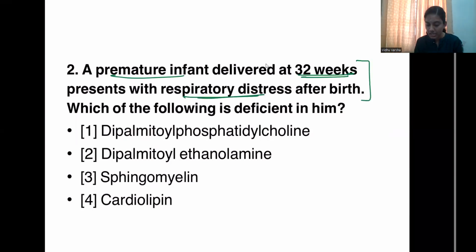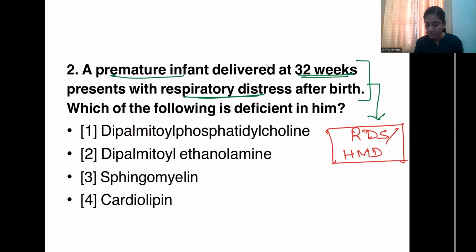Here, a premature infant at 32 weeks having respiratory distress. What is the diagnosis? It is mainly respiratory distress syndrome, that is your hyaline membrane disease. Right? So in a child with respiratory distress syndrome, what will be deficient? The surfactant will be deficient. To know the exact pathology behind it, you have to know the components of the surfactant. Then only you can answer this question, right?